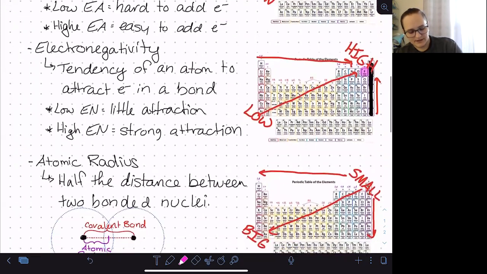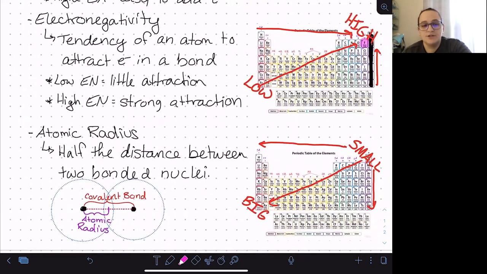And then last but not least is atomic radius, which is pretty much exactly what it sounds like. It is the radius of an atom. It is technically defined as half the distance between two bonded nuclei. If you have two atoms of the same element bonded together by a single covalent bond, they have their orbitals overlapping. Whatever half the distance between those two nuclei is, is the technical definition of atomic radius. And this is one where the trend goes in the opposite direction. Our smaller atoms are in the top right corner, our larger atoms are in the bottom left corner.